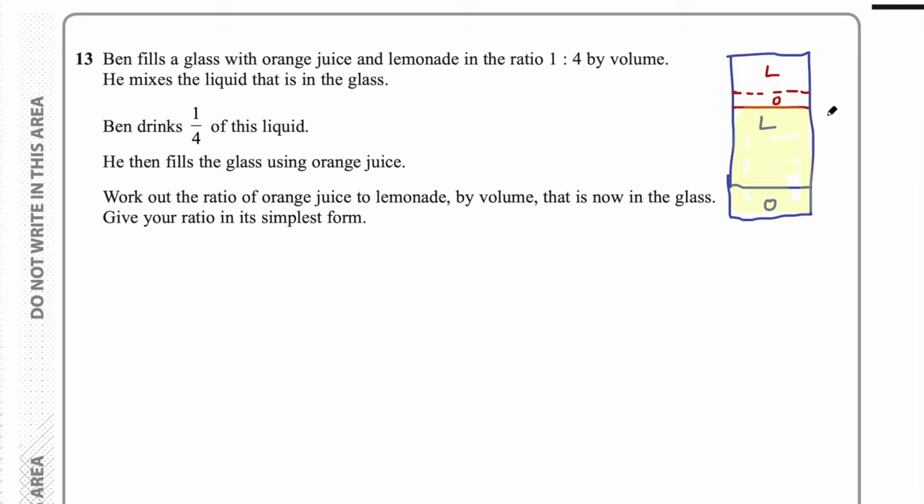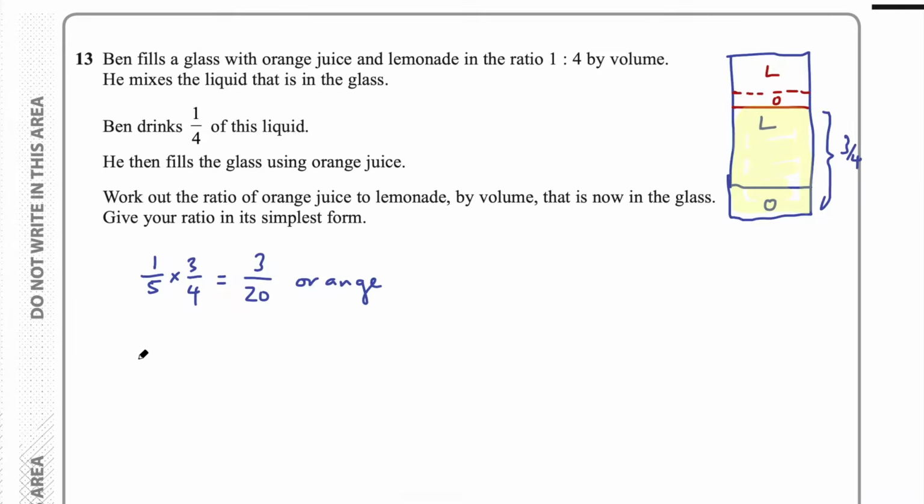So to do that, we could say, well, we've got 3/4 left over, and the ratio of orange juice to lemonade is still going to be the same, but we want to know the ratio of the entire cup. So for the orange juice left over, in relation to the entire volume of the cup, we've got 1/5 of 3/4. Okay, so this is going to be 3/20, and this was orange juice.